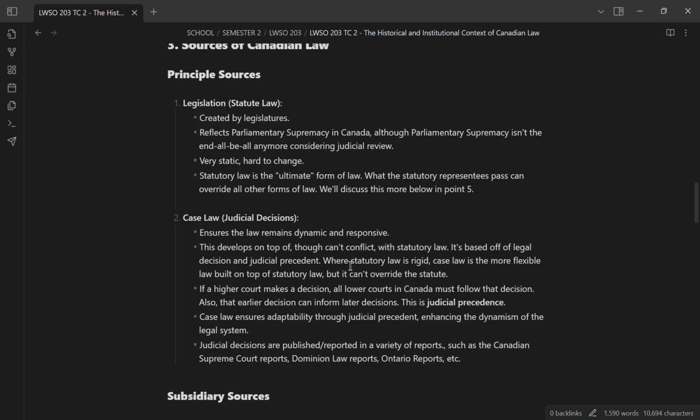Back to case law for a little bit longer. Case law ensures adaptability through judicial precedent, which makes the system even more dynamic. And judicial decisions are published in several different kinds of reports, like the Canadian Supreme Court Report, Dominion Law Report, Ontario Report, whatever it may be.